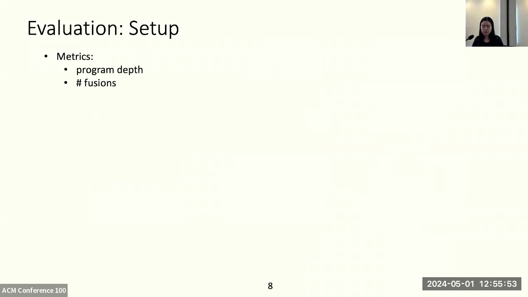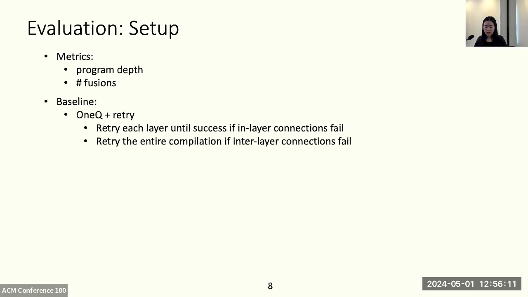The first one is the program depth, namely the number of physical layers. And the second one is the number of fusions. These two metrics are relatively independent for 1Q, but are highly correlated for 1perc. So we'll only use the program depth in the sensitivity analysis. Our baseline is the 1Q with the retry mechanism. For each physical layer, we do the fusions of 1Q repeatedly until all fusions are successful. If failures occur in the interlayer fusions, the entire compilation is restarted and repeated until success.